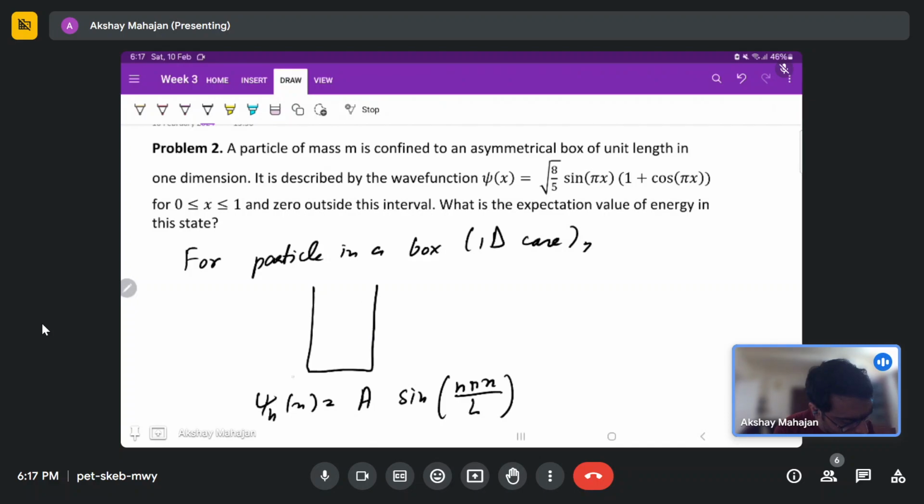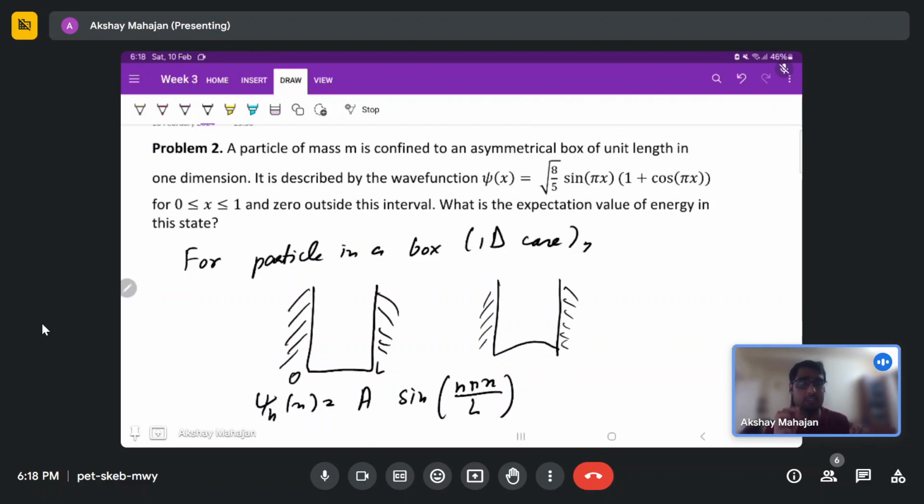We know the general solution for this particle in a box, and what it is saying is that a particle of mass is confined in an asymmetrical box. Okay, so somehow this is not symmetrical. The box is a little bit shifted. You can say there is some form of shift that I'm not exactly sure about, but let's say this is not symmetrical. It is the same as a particle in a box case, it is just that it is not going to be symmetrical.